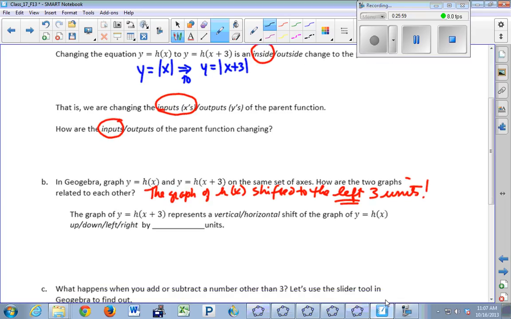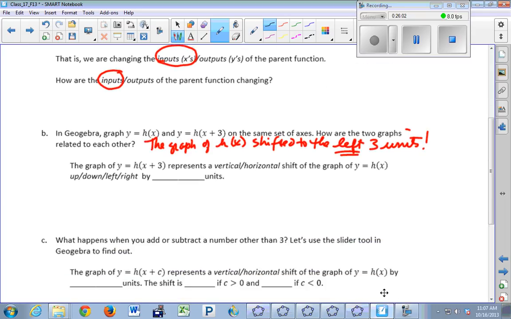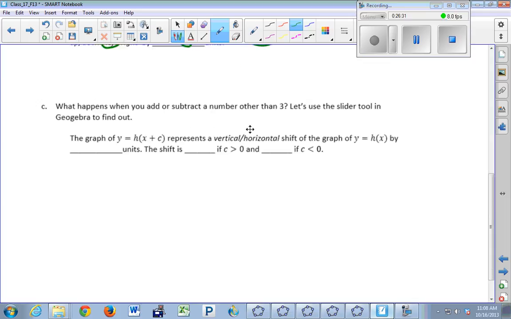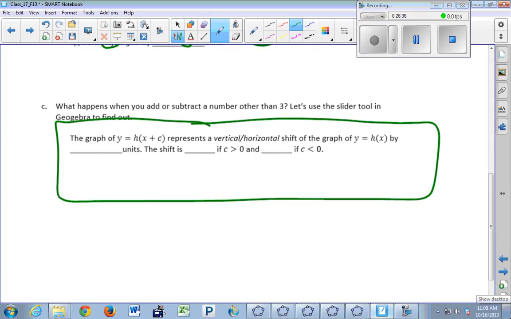Okay. So let's come back here and fill in the rest of our little cheat sheet. The graph of y equals h of x plus 3 represents a horizontal shift, because you're messing around with the input, a horizontal shift of the graph h of x to the left by 3 units. So that's how h of x plus 3 is transforming h of x. Now let's see the general case, and this is your cheat sheet information, so you're going to cut all these out to make your cheat sheet.